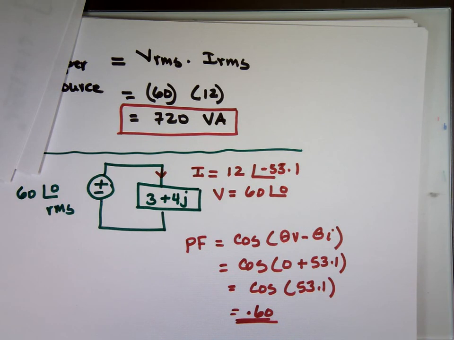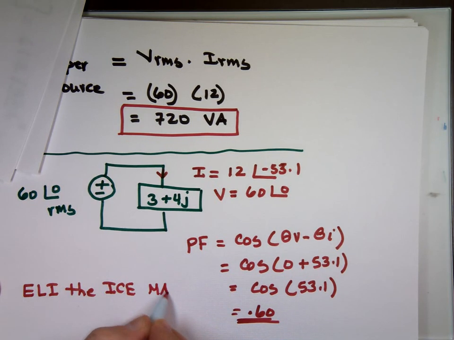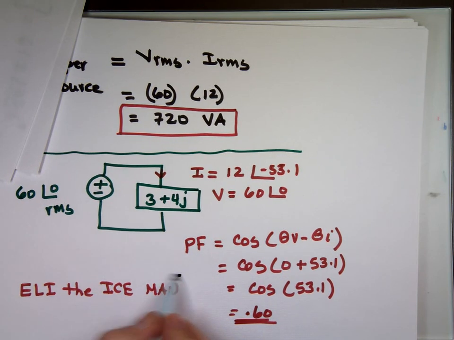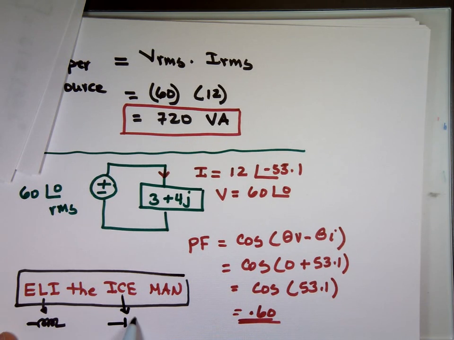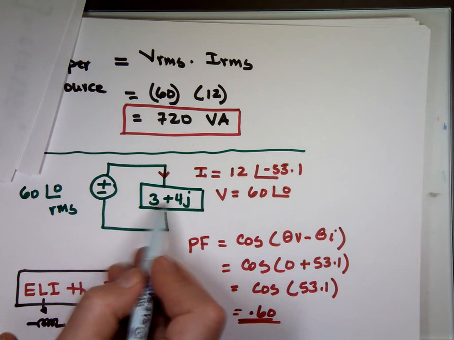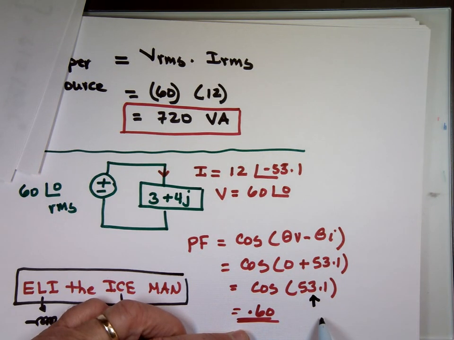Now, if I ask you the question, is that lagging or leading? What do you think? Well, the current is before... oh wait, voltage is before the current. Let me write this: ELI the ICEman. This is the inductor. In the inductor, the current lags the voltage. This is the capacitor. In the capacitor, the current leads the voltage. Let's see what you have: 3 plus 4j. 4j means you have an inductor, so that's a lagging power factor. Another way of looking at it: if this angle is positive, that's lagging. If it's negative, that's leading.